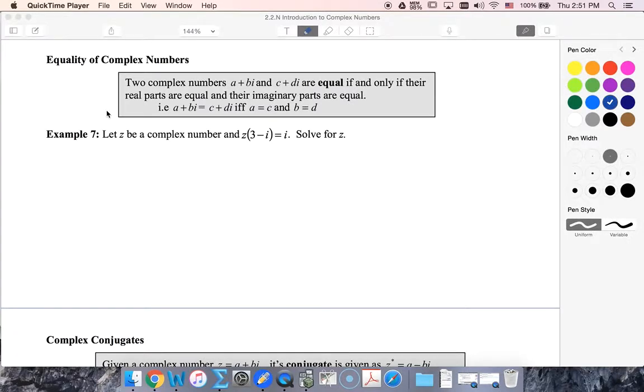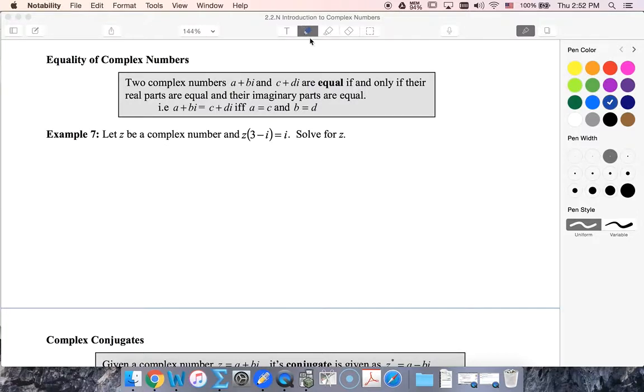All right, we talk about two complex numbers being equal if and only if their real components are equal and their imaginary components are equal. So these two numbers would be equal if A equals C and B equals D. So let's look at how that plays out in an equation.